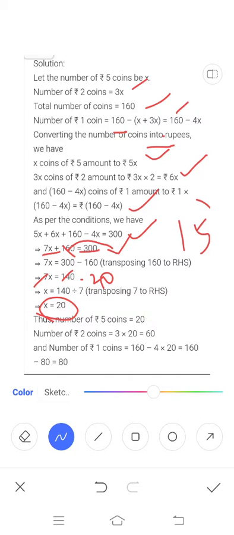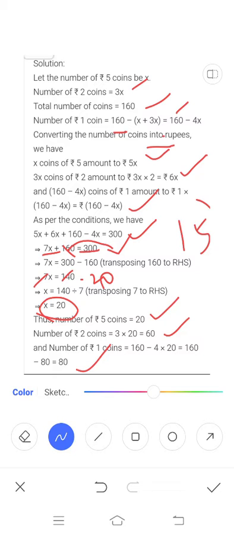x is the number of 5 rupee coins. The number of 2 rupee coins is 3x, so 3 into 20 is 60. The number of 1 rupee coins is 160 minus 4x. 4 into 20 is 80. 160 minus 80, you will get 80. So this is the way to find the solution of question number 15.